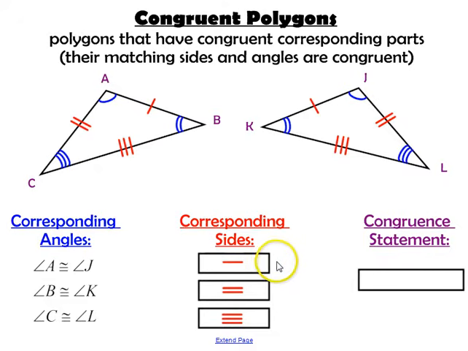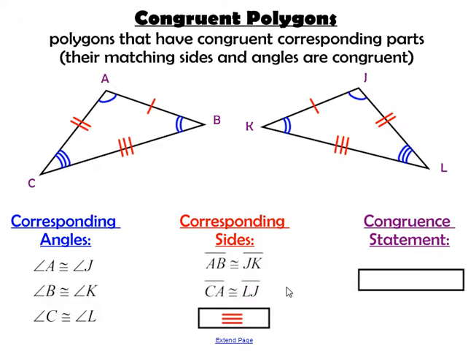So the two sides of the triangle that have one tick mark each are segment AB and segment JK. Those are congruent to each other. The ones that have two markings each are segment CA and segment LJ, and those are congruent to each other. And lastly, the ones marked with 3 each are segment BC and segment KL, and those are congruent to each other.